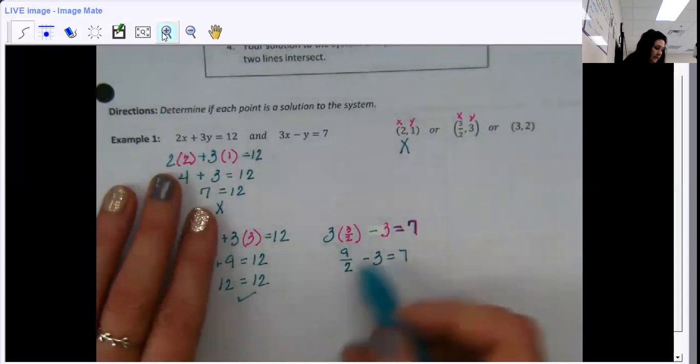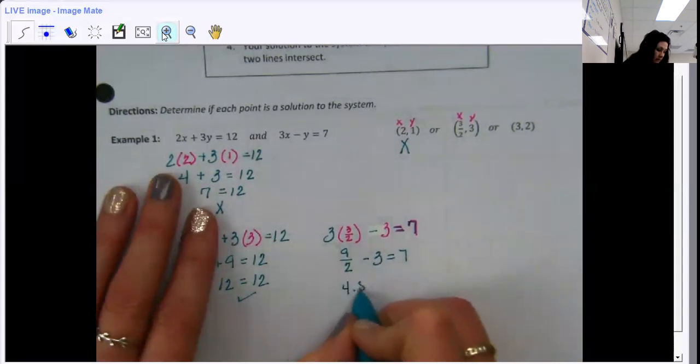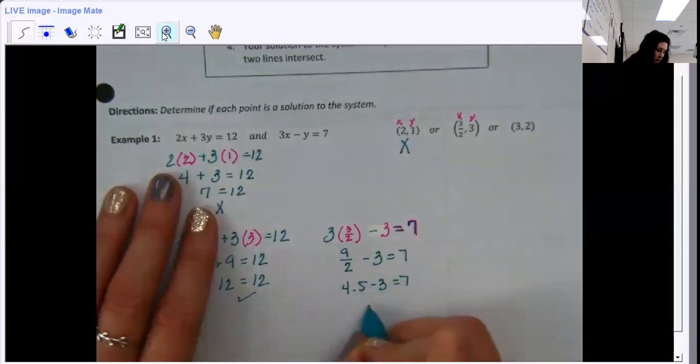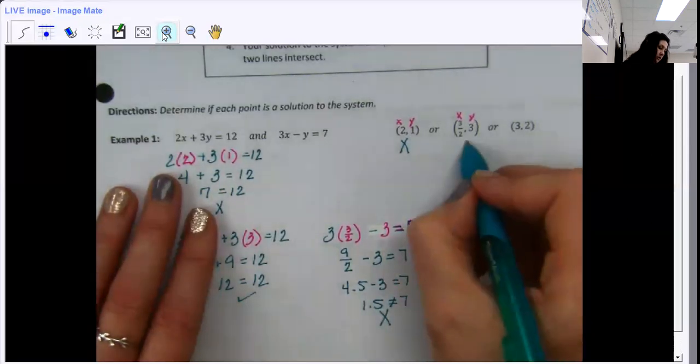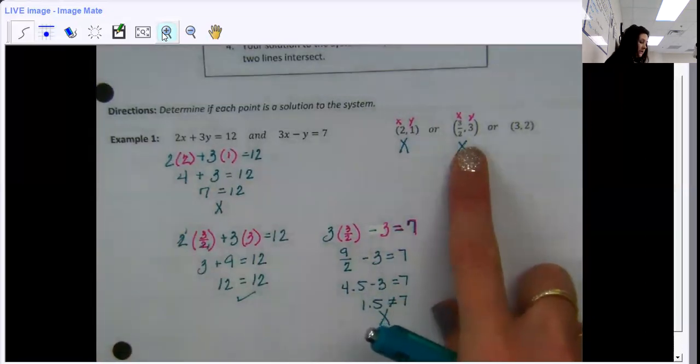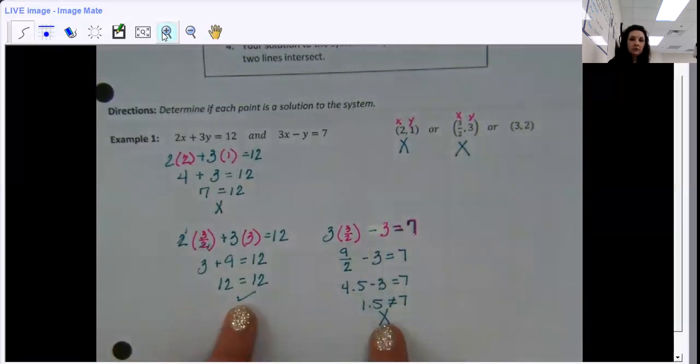9/2 is actually 4.5. And 4.5 minus 3 is 1.5. 1.5 does not equal 7. So I know that this is not a solution either. Remember, in order for an ordered pair to be a solution, it has to be true for both equations.